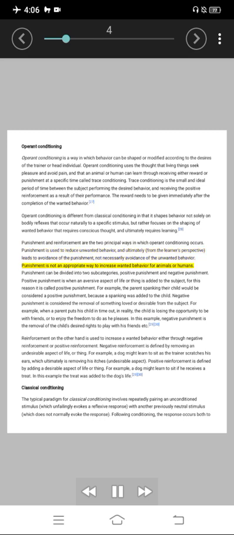Punishment is not an appropriate way to increase wanted behavior for animals or humans. Punishment can be divided into two subcategories: positive punishment and negative punishment. Positive punishment is when an aversive aspect of life or thing is added to the subject. For this reason it is called positive punishment.